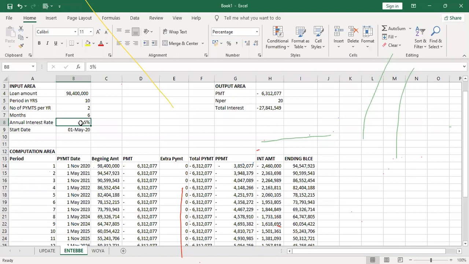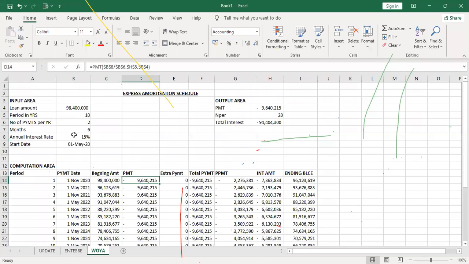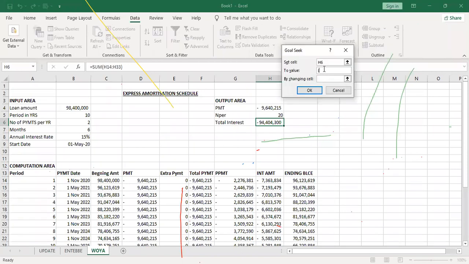Yes, after computing for Part C. But mine is 15. Yours is what? Should they vary? It's 41. Yours is negative 41. Do you know why it is negative 41? When you clicked on this one and then you clicked on data, what-if analysis, goal seek, set this cell. Now, for you, when you came to value, you did not put the 94404300 in brackets. You just typed it with a minus. Okay. So I have answered you. Yes, thank you so much. You're welcome. Another one?